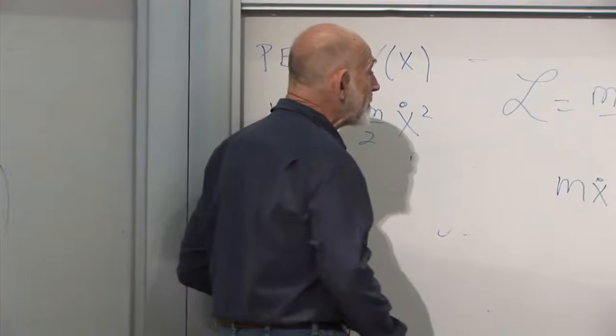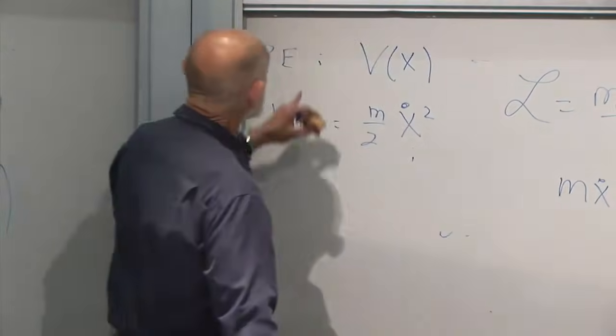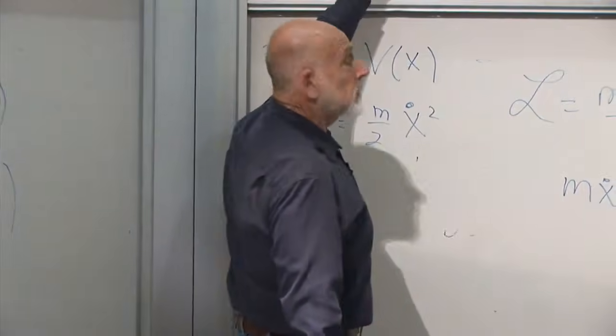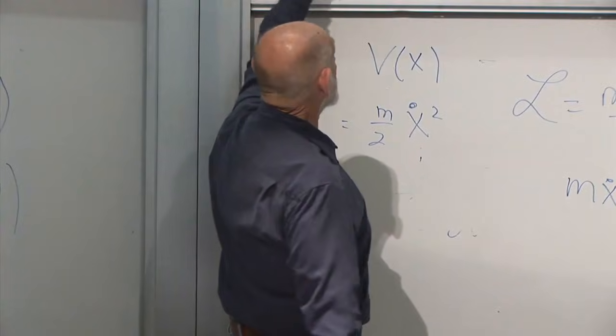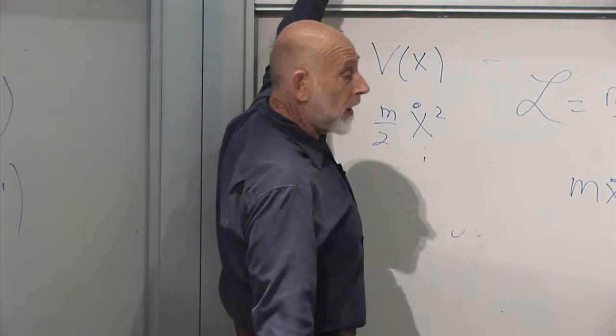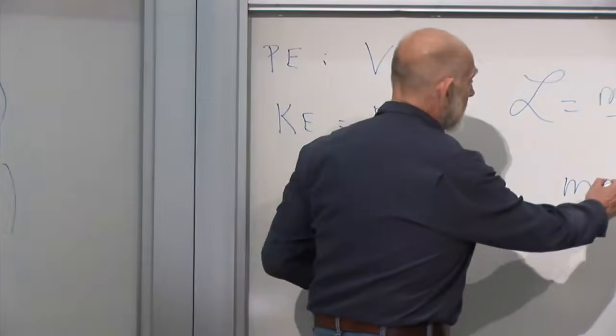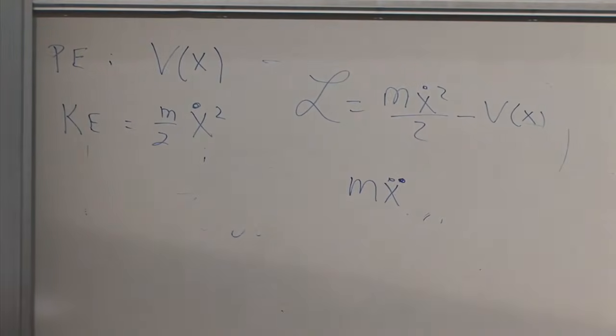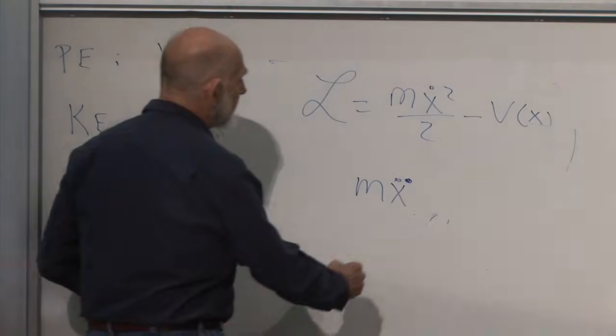Is there an x double dot in that? We still have to differentiate with respect to time. So far, I just wrote partial of L with respect to x dot. Now it says differentiate it with respect to time. So this is going to be m x double dot. Okay. What about dL by dx?